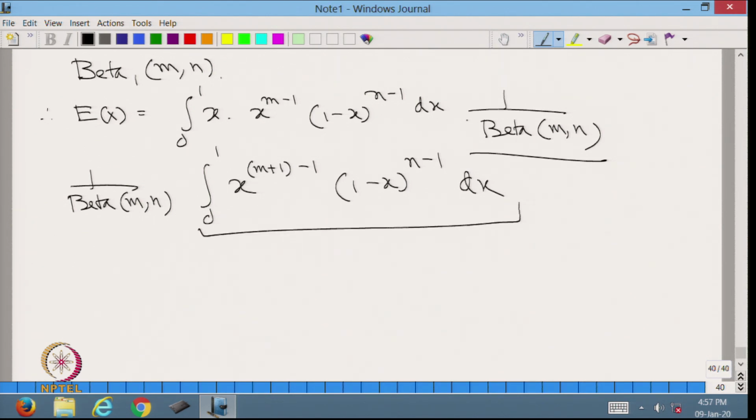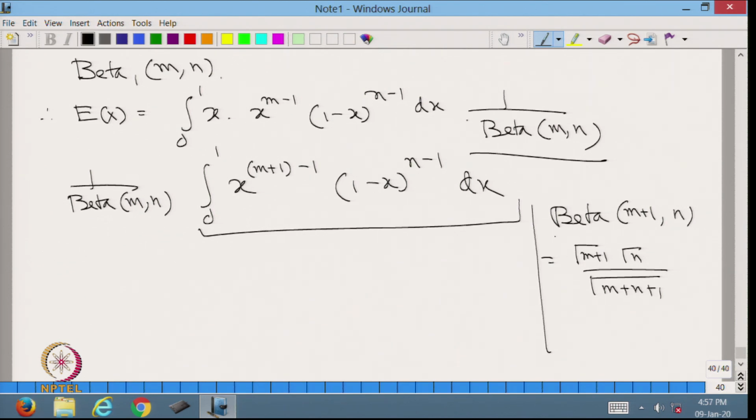So, this expression is nothing but beta m plus 1 comma n. Therefore, this is gamma m plus 1 gamma n upon gamma m plus n plus 1. We are computing that, which is equal to m times gamma m gamma n into m plus n times gamma m plus n. So, beta m plus 1 comma n reduces to this.